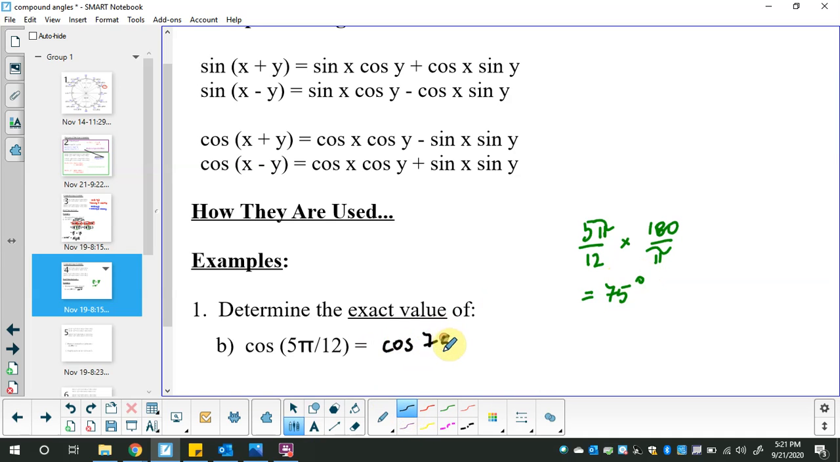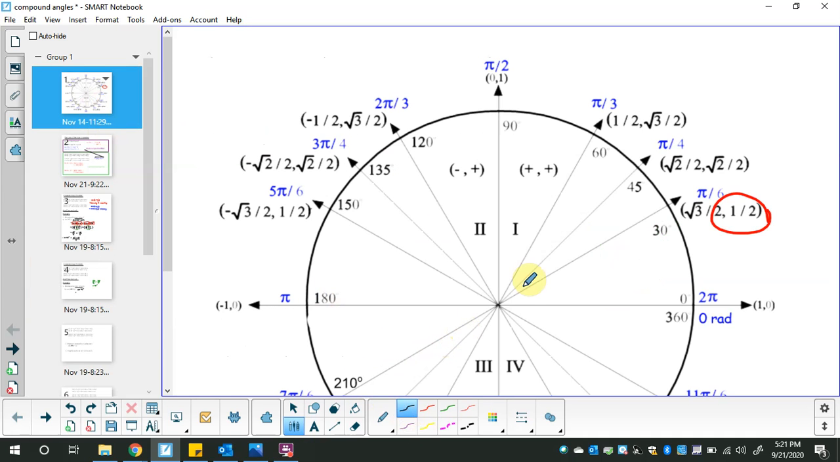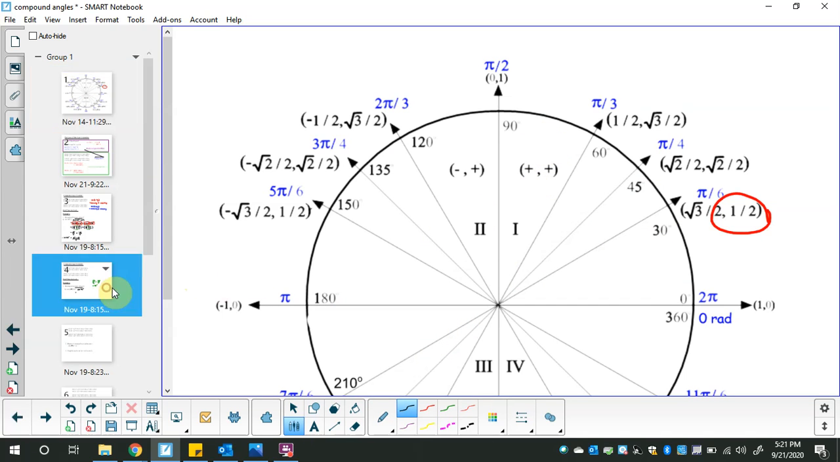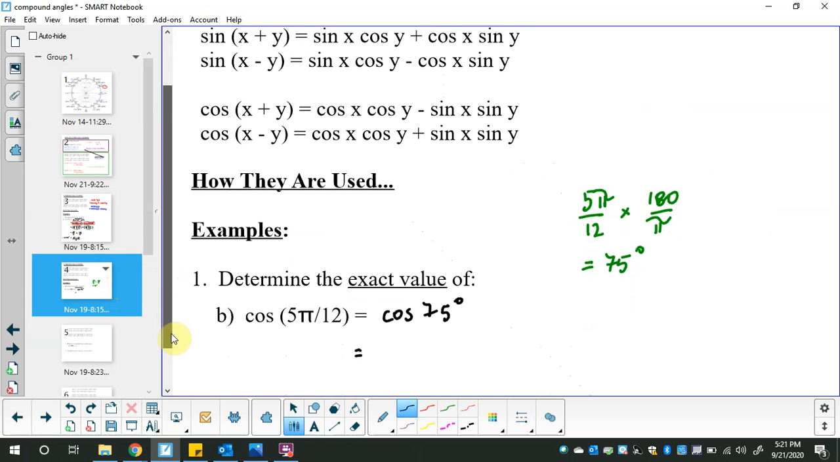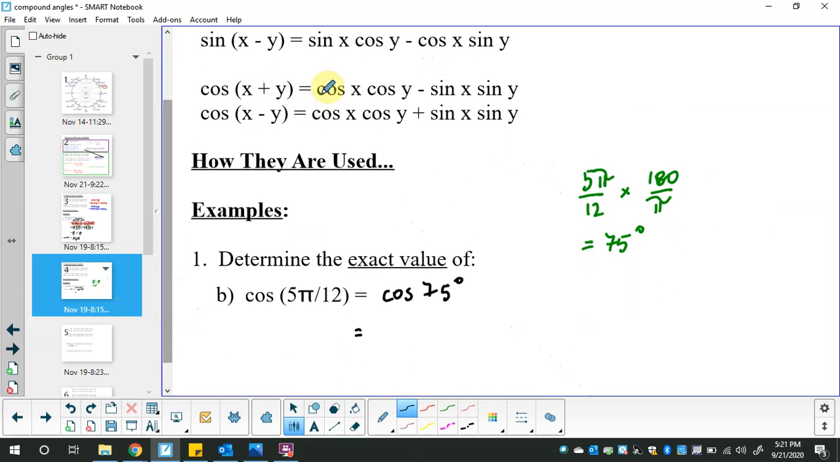And if I check the unit circle again, there's no 75 degrees. So I have to create 75 degrees using two numbers from the unit circle so that I can use one of these two identities to break it up. Doesn't matter if you add or subtract. If you find two numbers that add to 75, you're going to use the top one. If you find two numbers that subtract to make 75, you're going to use the bottom one, cos specifically.